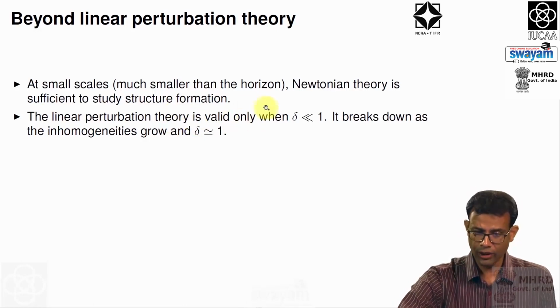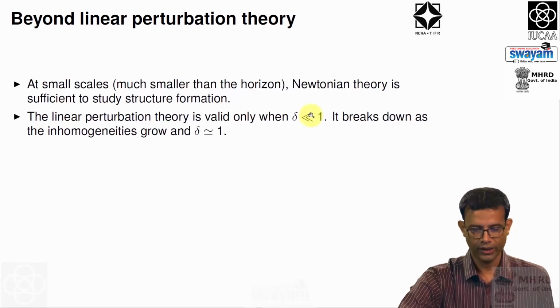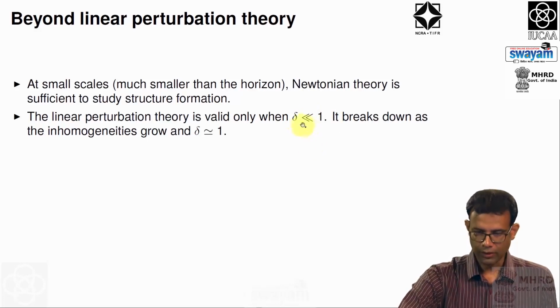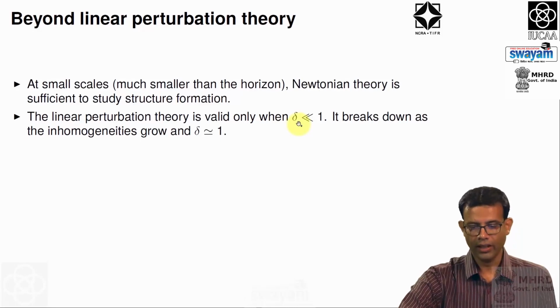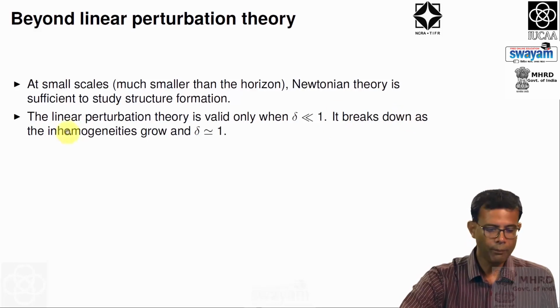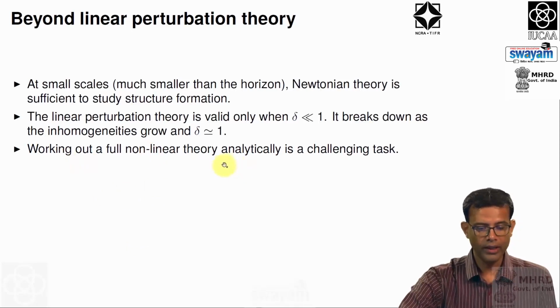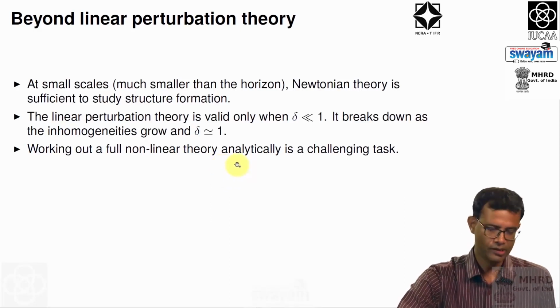The linear perturbation theory, however, is valid only when the perturbations are much smaller than 1. So, delta has to be going to 0 essentially, so that you are able to ignore higher order terms like delta square and so on. So, clearly the linear perturbation theory will break down as the inhomogeneities grow and delta becomes of the order of 1. Now, at that point you may like to work out a full nonlinear theory, but working that out analytically is almost impossible. It is a daunting task, it simply cannot be done.